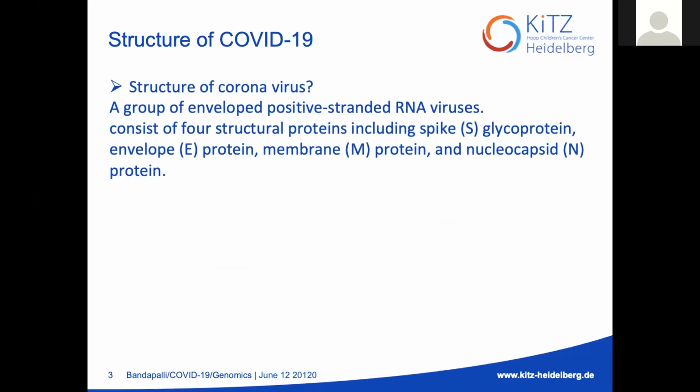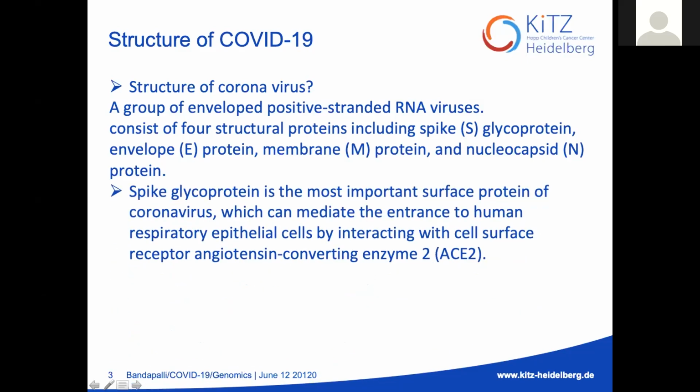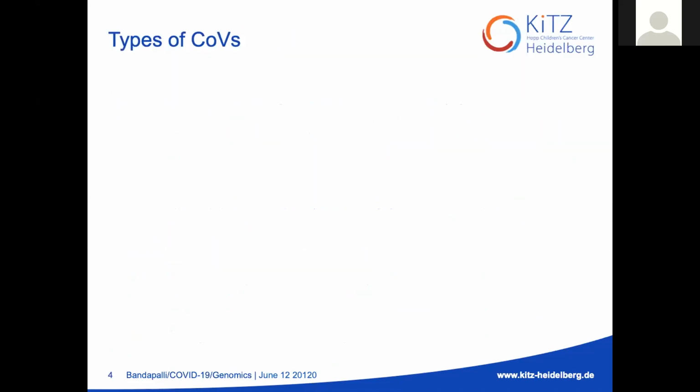So, a brief structure of coronaviruses. Coronaviruses are a group of enveloped, positive-stranded RNA viruses, and they consist of 4 structural proteins: the spike glycoprotein, the envelope protein, the membrane protein, and the nucleocapsid protein. Among these 4, the spike glycoprotein is the most important surface protein of the viruses. That is the one which interacts with the angiotensin converting enzyme 2, which Professor Krupanidhi was introducing. So that's the important one.